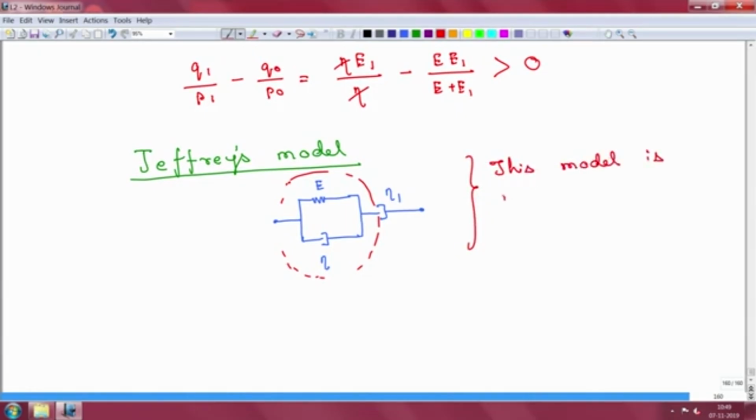So this model is appropriate for a viscoelastic fluid, and hence, as I said, it is also known as Jeffery's fluid. Okay.